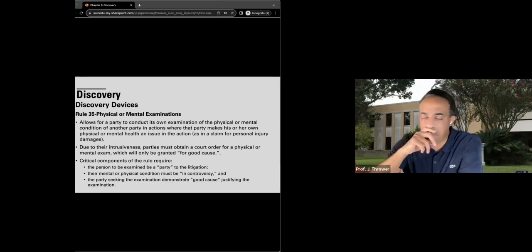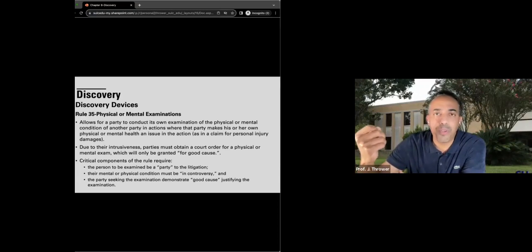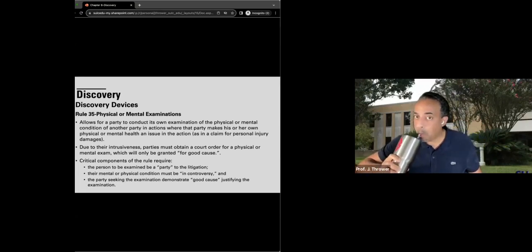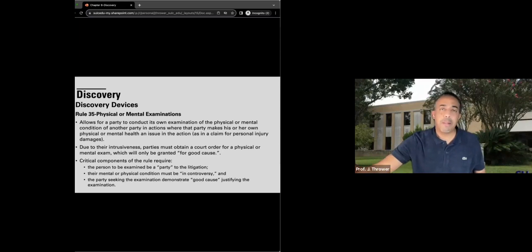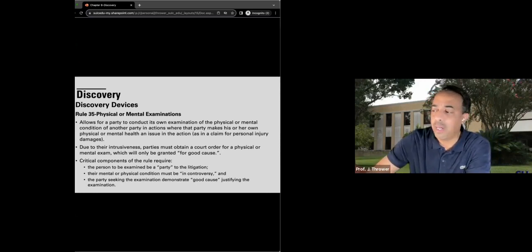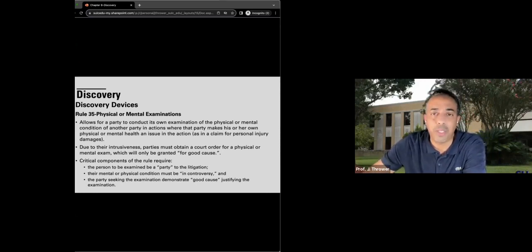As you think about Rule 35, there are a few critical components that are required under the rule. First, the person who is to be examined must be a party to the litigation, or somebody under the control of a party. Non-parties typically cannot be subjected to a physical or mental examination, right? The person to be examined has to be a party.